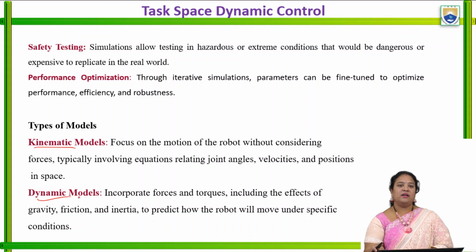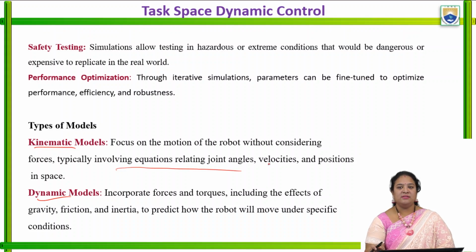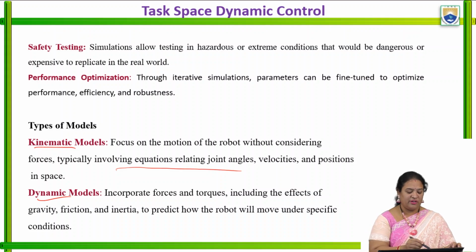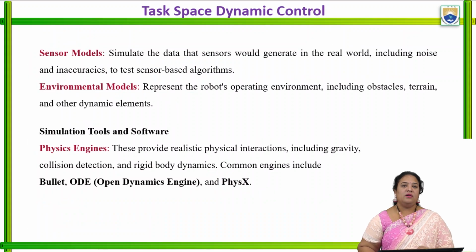First we need to model the kinematic and the dynamic model and do the design testing. Generally, the kinematic model involves equations like joint angles, velocities and position in the safe space, whereas the dynamic model involves the effect of gravity, friction and inertia, where how the robot will move under specific conditions is very important. The sensor model and environmental model are also very important.